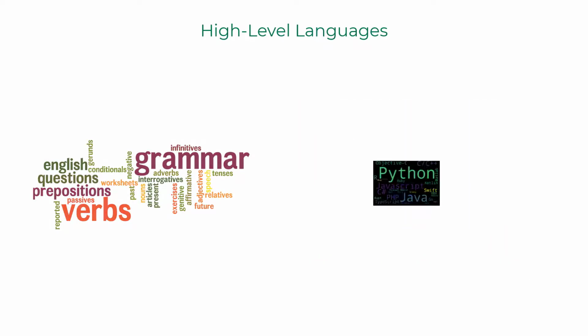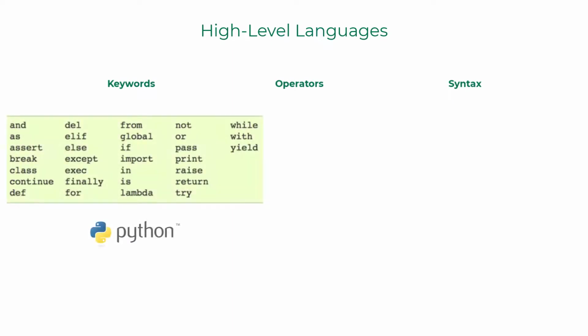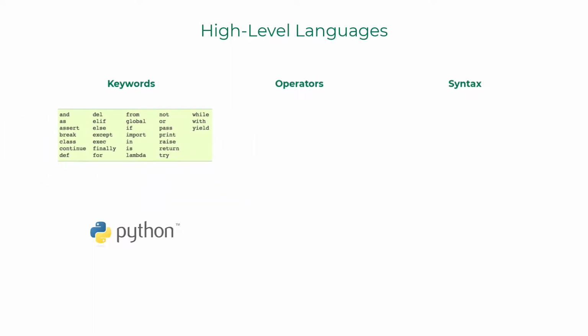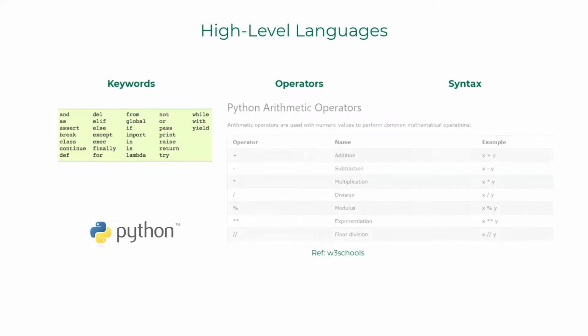Formally, a high-level language consists of keywords, operators, and syntax. Keywords are basically reserved for a specific task or functionality. Here is the list of keywords in the Python language. And then they have operators, which can perform various operations on data. For example, here is a snapshot of operators in the Python language.